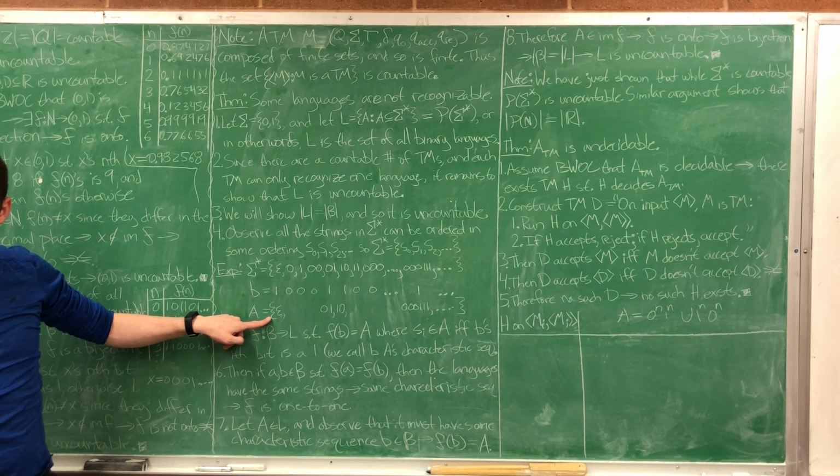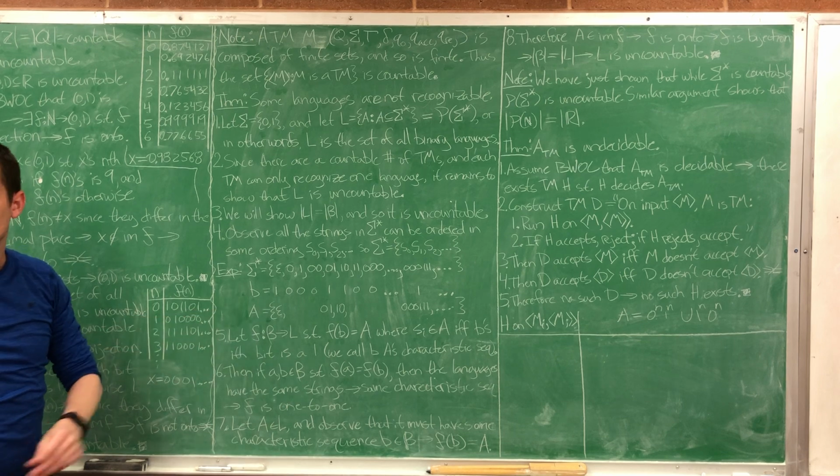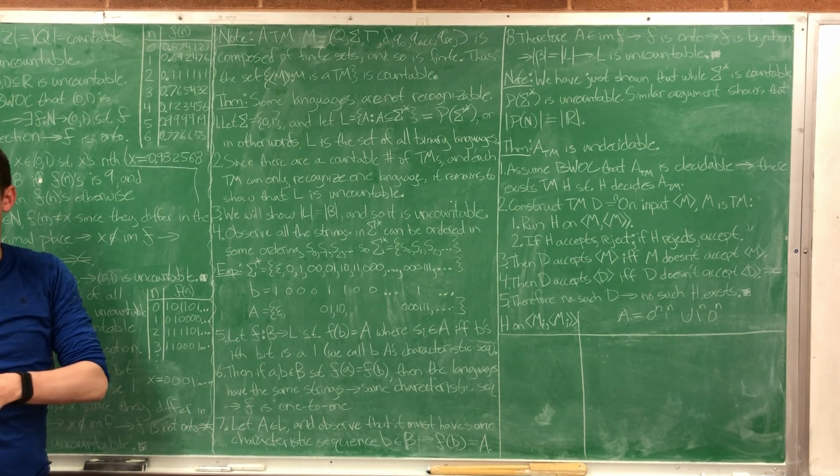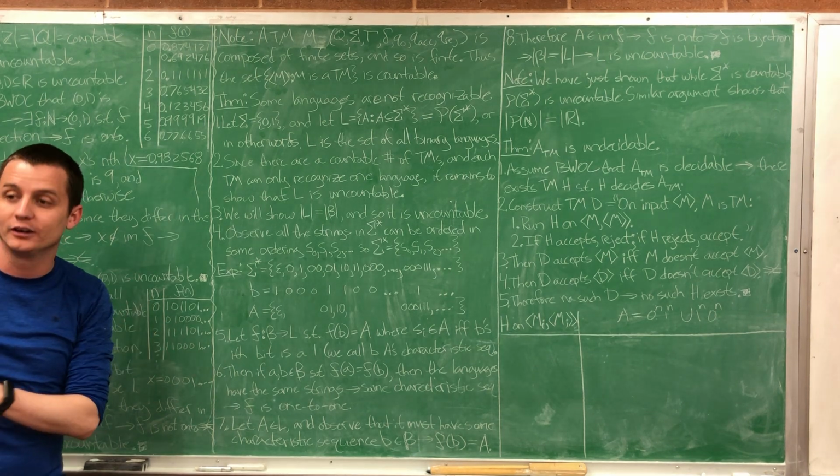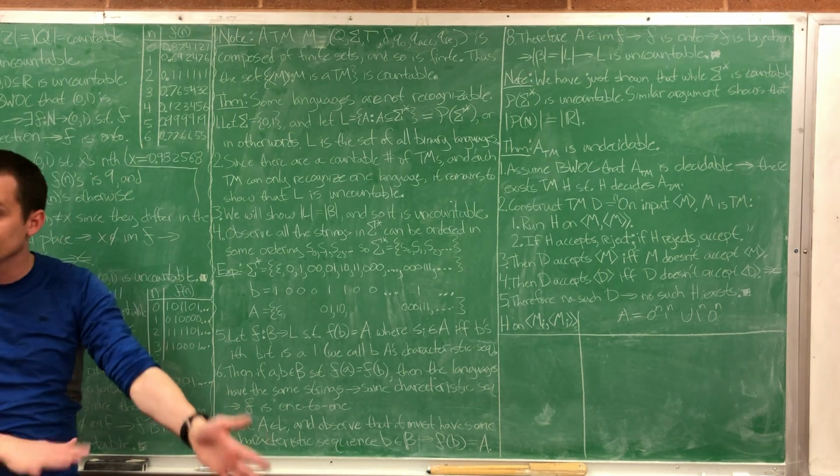I just barely thought we were proving that languages are not recognizable, and then at the end we said that beta is the same as L. Yes, because beta is uncountable, so L is uncountable.